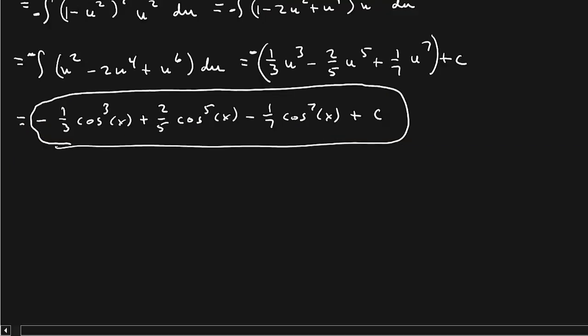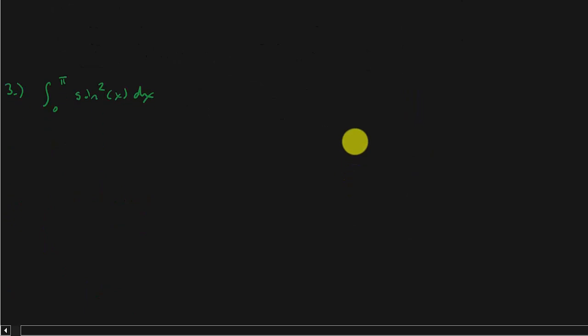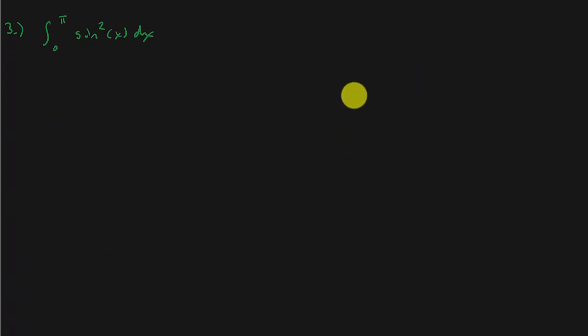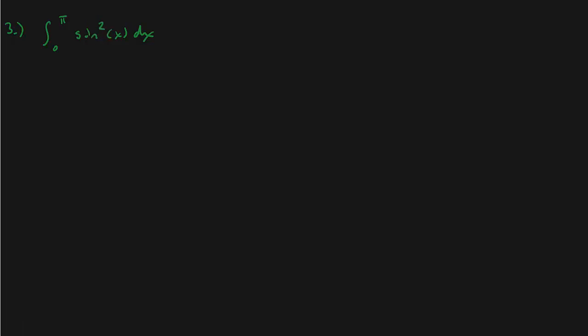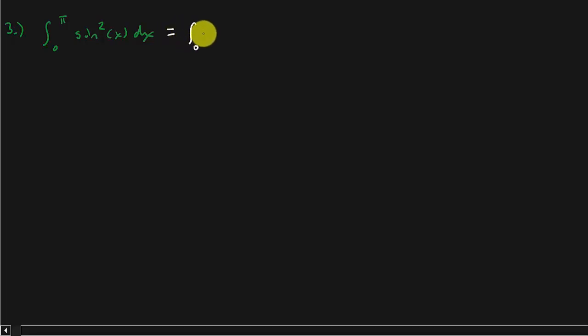All right, let's look at our next problem. I've got the integral of sine squared x dx from 0 to pi. Remember what it said at the beginning: if the power is even, I'm going to use those half angle identities. Do you remember what sine squared equals? Well, let's see, that's 0 to pi. And what was sine squared?